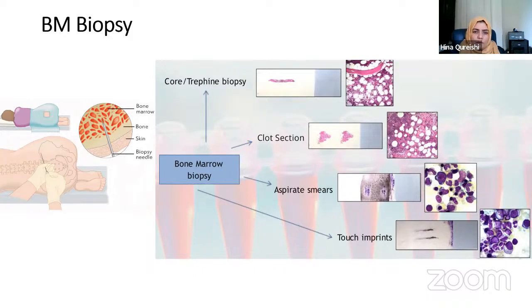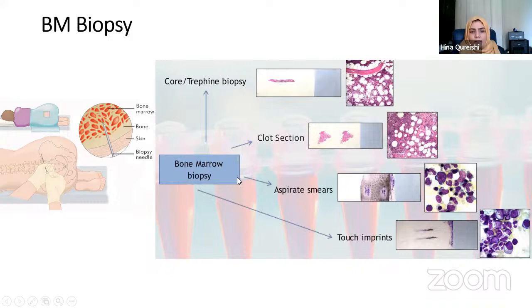So you get a trephine biopsy, which is an actual piece of the bone, or a core biopsy, and then you get some clot sections made. Both of these, the core biopsy and the clot section, are fixed in formalin, and they undergo processing in the histology lab, and you get these slides with hematoxylin and eosin stain.